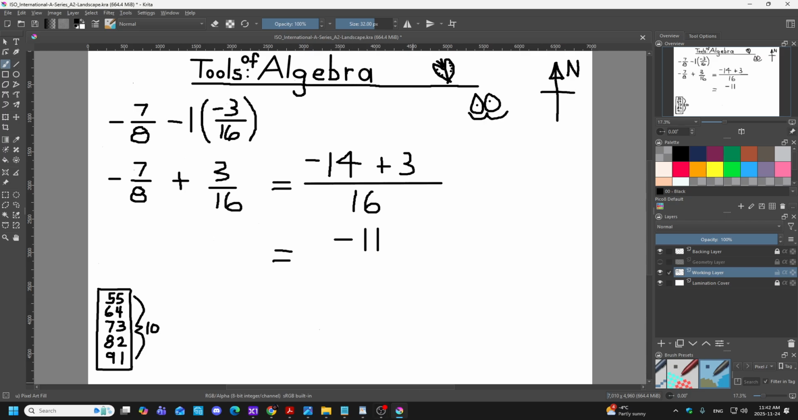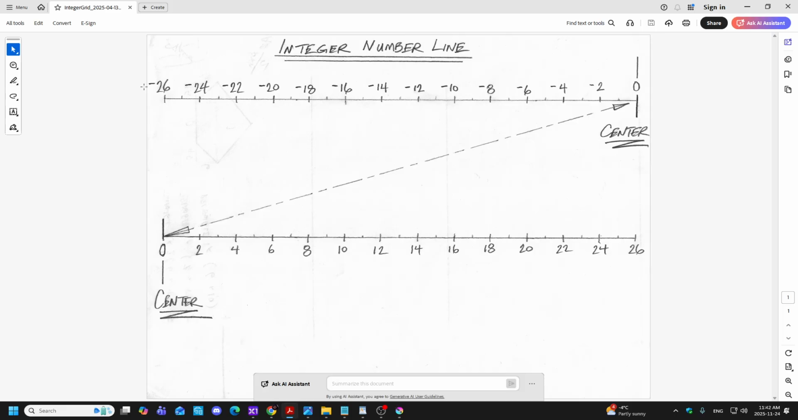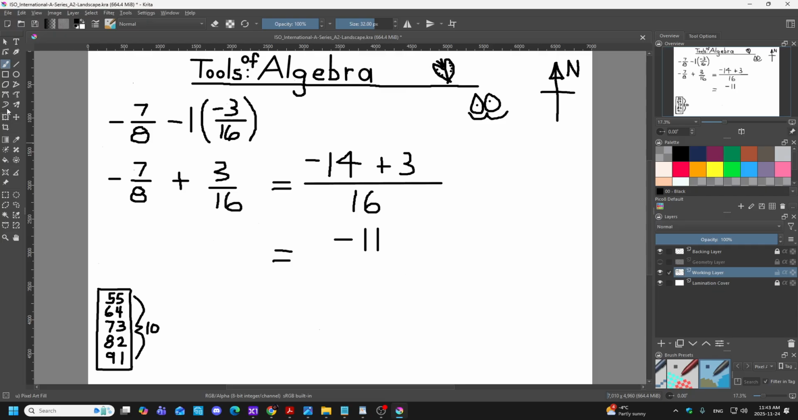Now that's nice when the values are low. As soon as you get over 26 in either direction, you're going to have to kind of do the long work, which is fine. I'll show you the steps on how to do that as well.